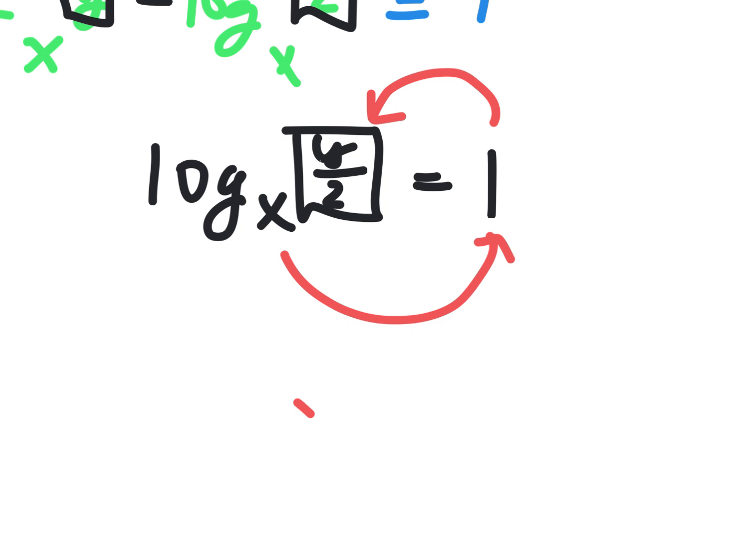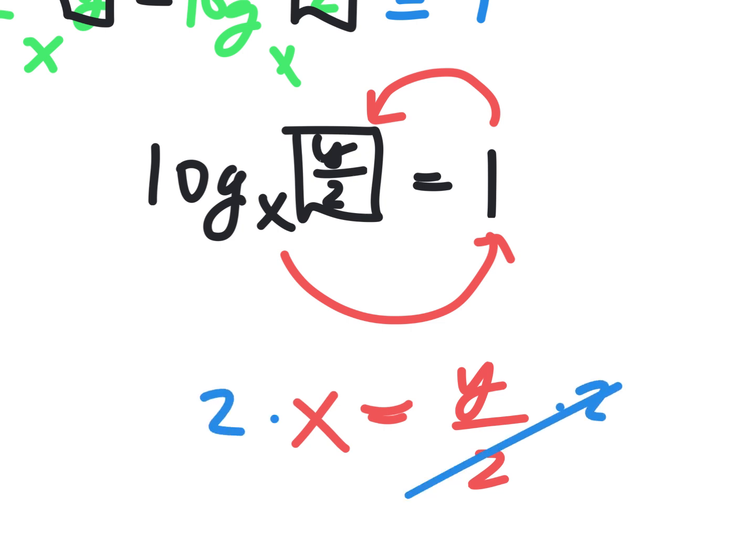X to the 1 is x equals, and then it's y over 2. And then it's not that hard, is it? Times by 2 on both sides. Y equals 2x. Raise your hand if you had that one right. Sweet. Okay.